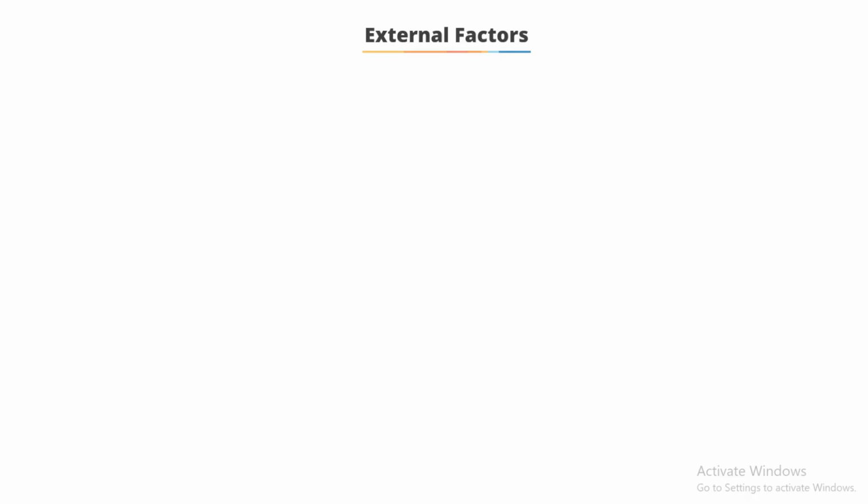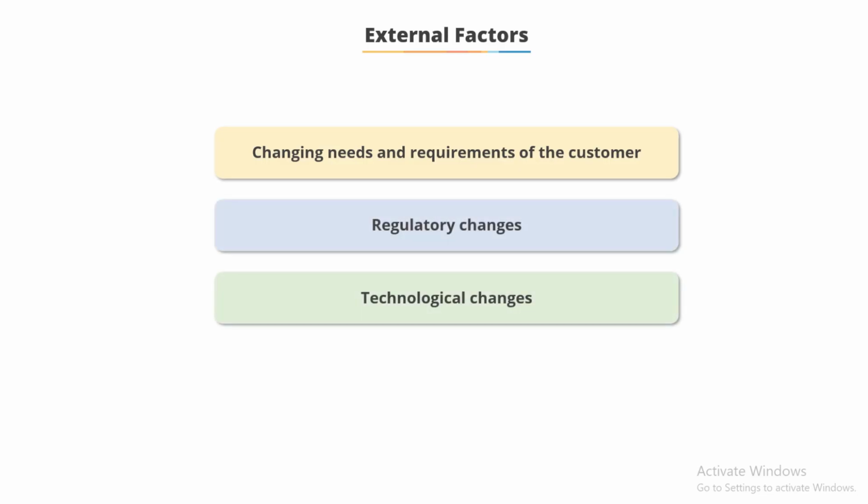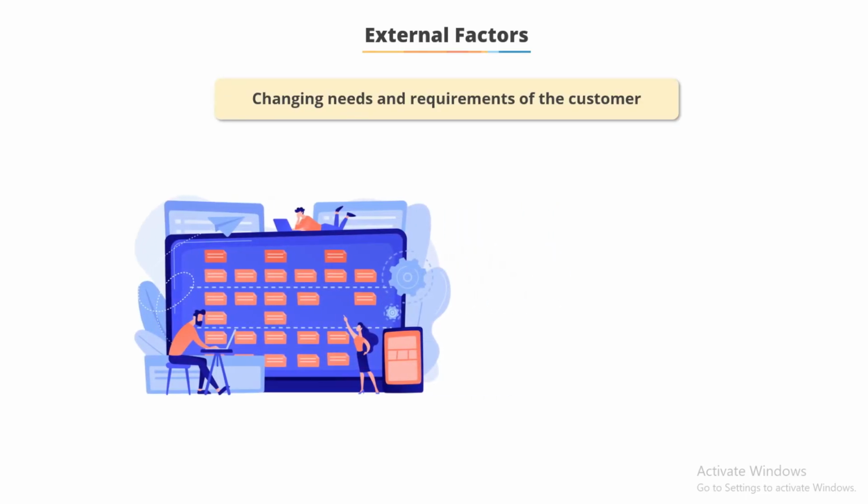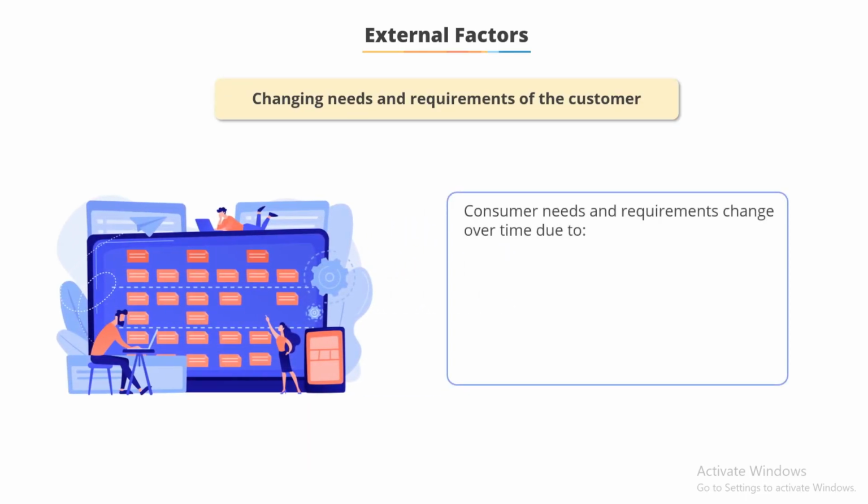Some of the external factors that drive digital transformation are changing needs and requirements of the customer, regulatory changes, technological changes, and economical changes. Let us look at each of them in detail. We will begin with changing needs and requirements of the customer. Consumer needs and requirements change over time. This could be because of technological changes, applications, new discoveries, and priorities.